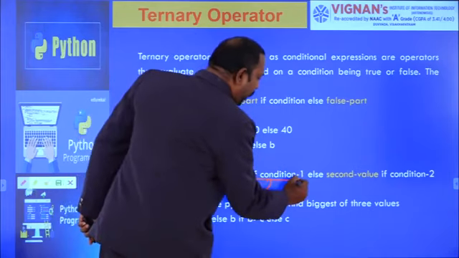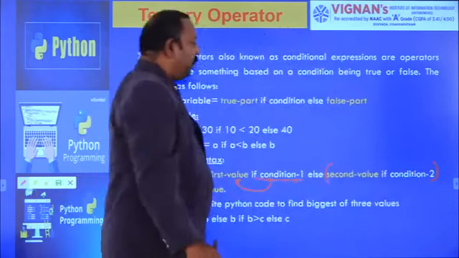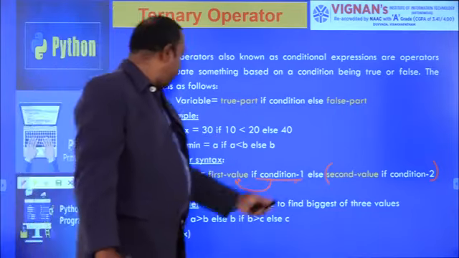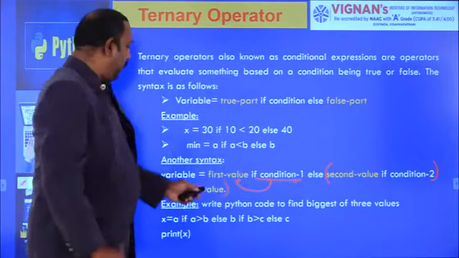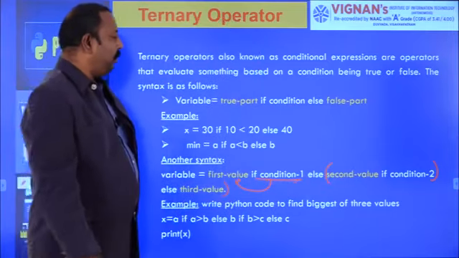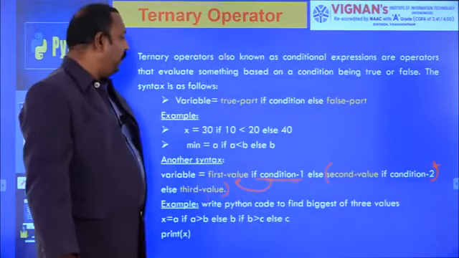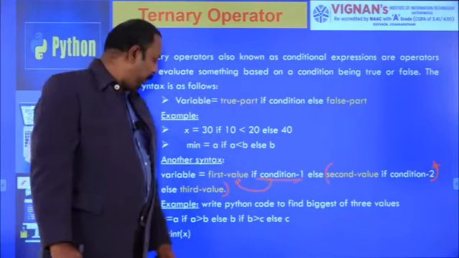If the condition is false, it is going to evaluate the nested ternary operator. Second value if the condition is true, otherwise it will go to the third value. This is the inner ternary operator. This is the outer ternary operator.